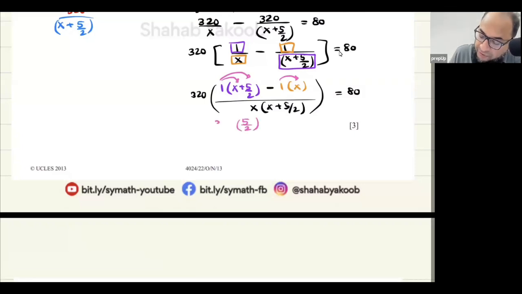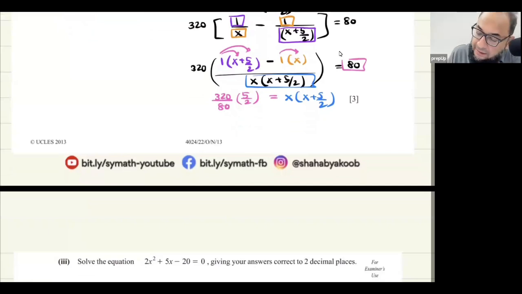I'm left with 320. I'm taking this 80 to the other side, and I'm taking this whole thing, this x into this whole thing, to the other side. That is x bracket x plus 5 over 2. Does it make sense? All good, all clear?